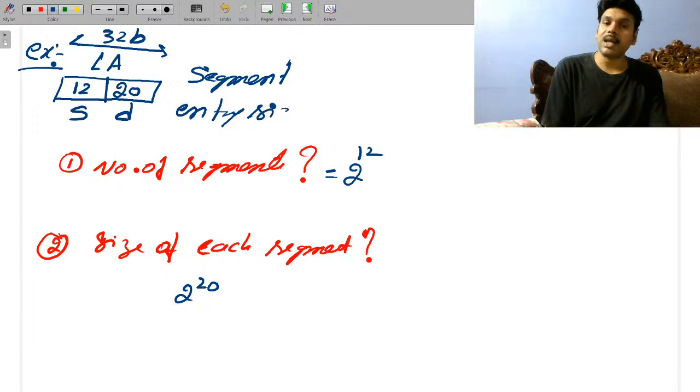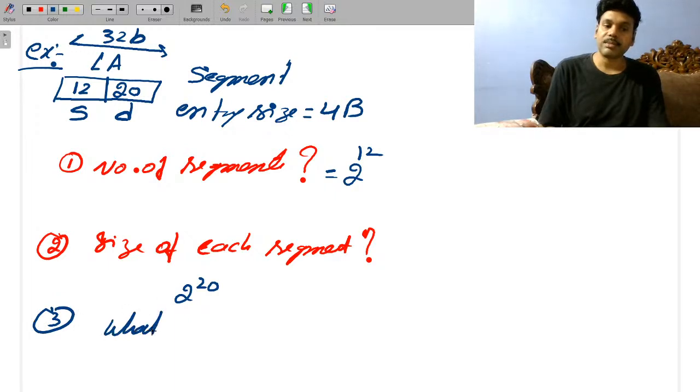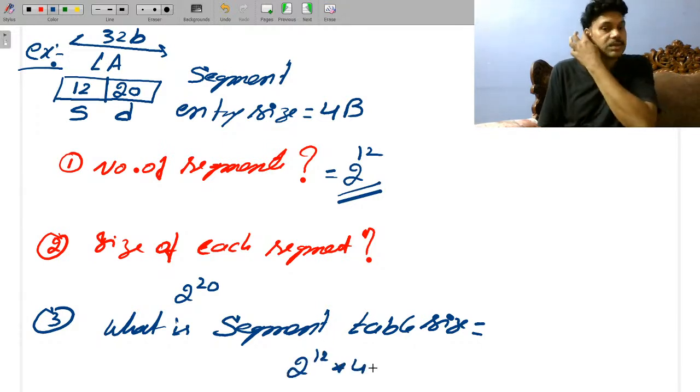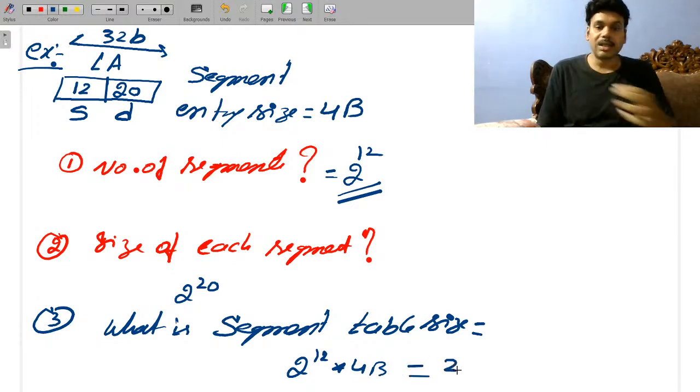Segment entry size is equal to 4 bytes. What is the segment table size? Because you also need to maintain this. Therefore, what is going to happen? Your segment table size is nothing but the number of segments into your segment entry size. That is 2 power 12 into 4 bytes, which is nothing but 2 power 14 bytes.